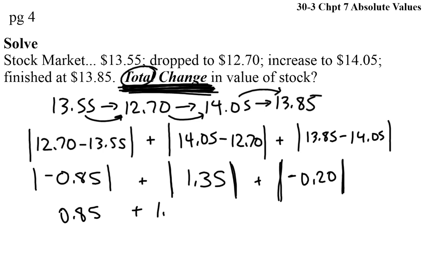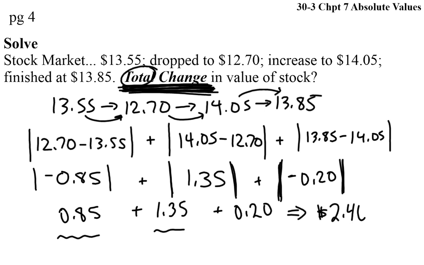So it was an 85-cent change, a $1.35 change, and a 20-cent change, the absolute of a negative is a positive. So the total change the stock went through was $2.40. It wasn't an increase or a decrease of $2.40. It was an overall up and down, $2.40 total change. So that's what an absolute can describe.